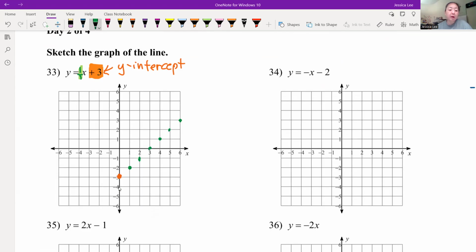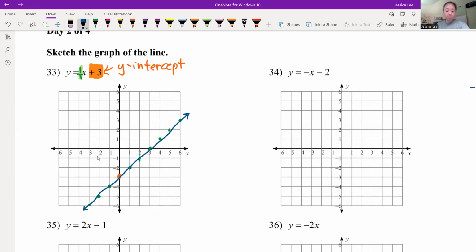Or we can go down 1 to the left, right? That's the other way to go. But remember, it has to be traveling up from left to right, and that's going to be our line. There we go. And we're just going to now draw the line. Boom, done.